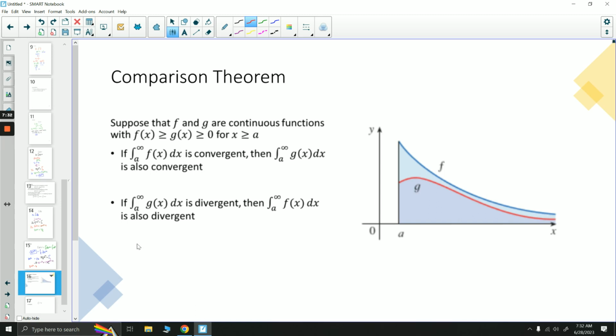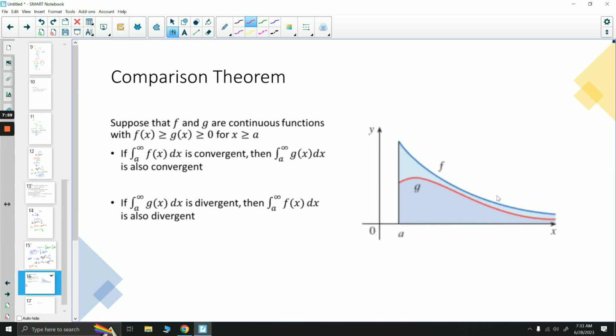And we actually use these later on in the class when we start talking about series and sums. Well, series or sums, they're just infinite sums. Anyway, when we start talking about series, we use the same basic concept. So suppose that f and g are continuous functions with f of x greater than or equal to g of x, which is greater than or equal to 0 for x greater than or equal to a.